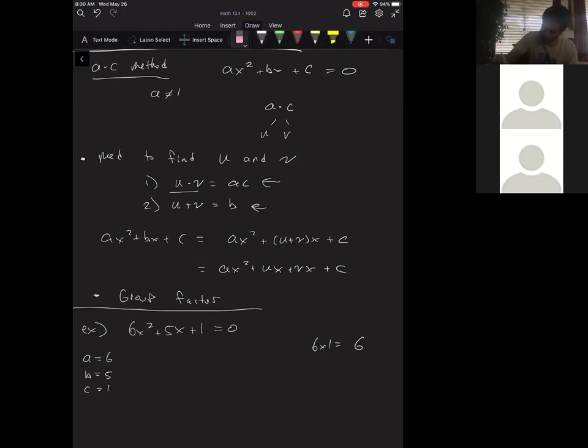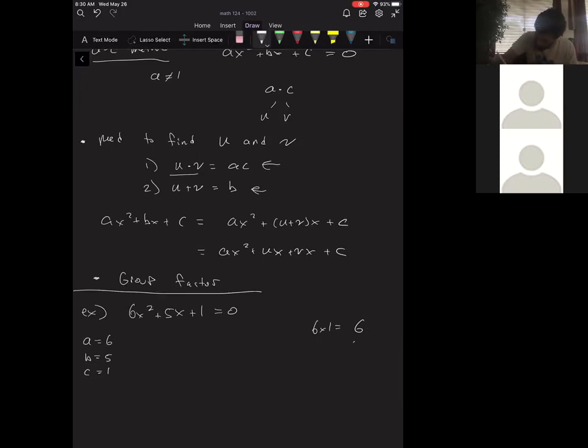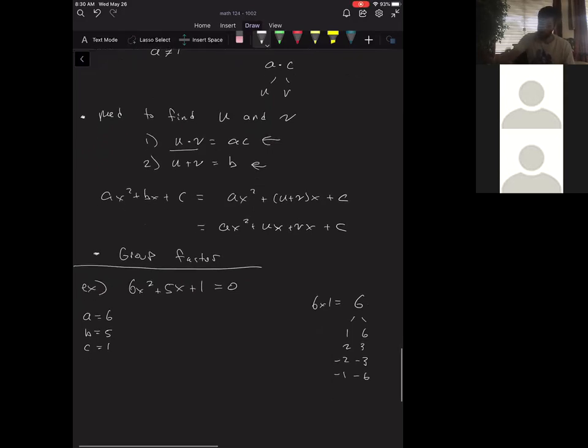So the first thing to do, just regarding that adding up to 5, let's just figure out what are all the numbers that multiply up to 6. So we have 1 and 6, we got 2 and 3, minus 2, minus 3, minus 1, minus 6, and I think those are all of them. So these are all the numbers that multiply up to 6, but there's only going to be one of those pairs that add up to the middle number 5.